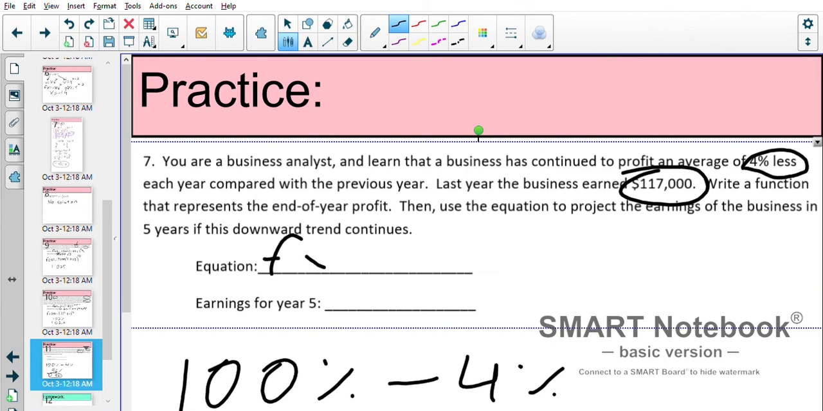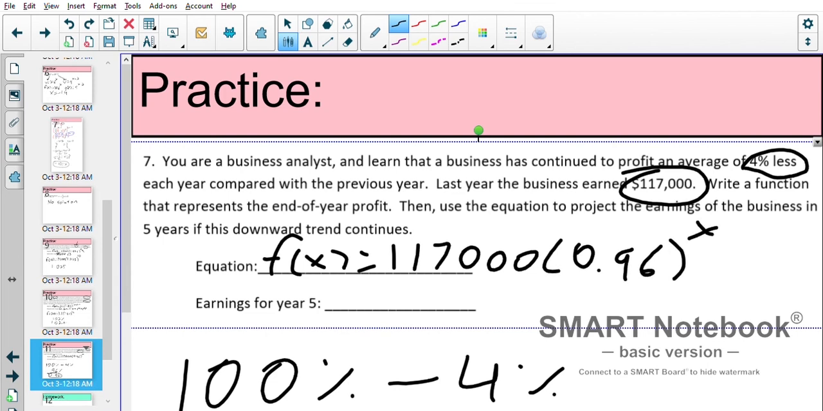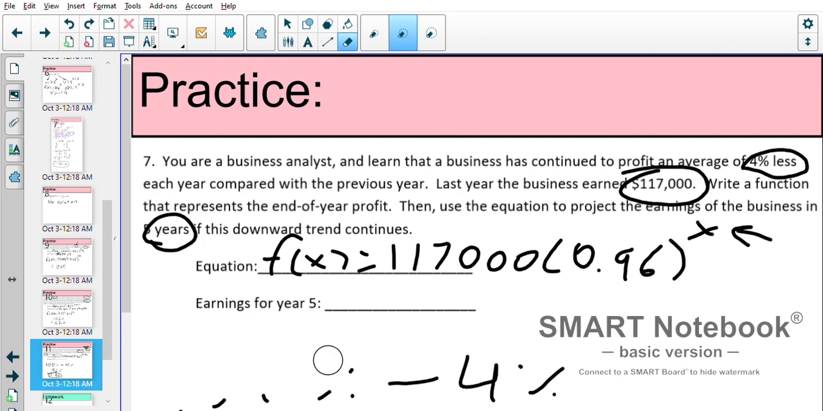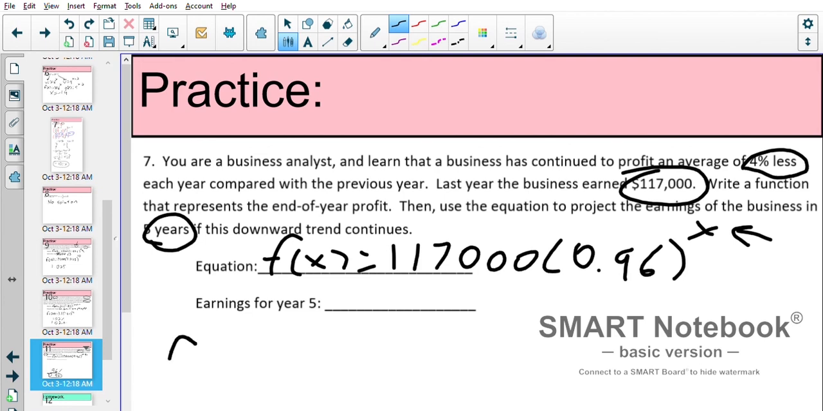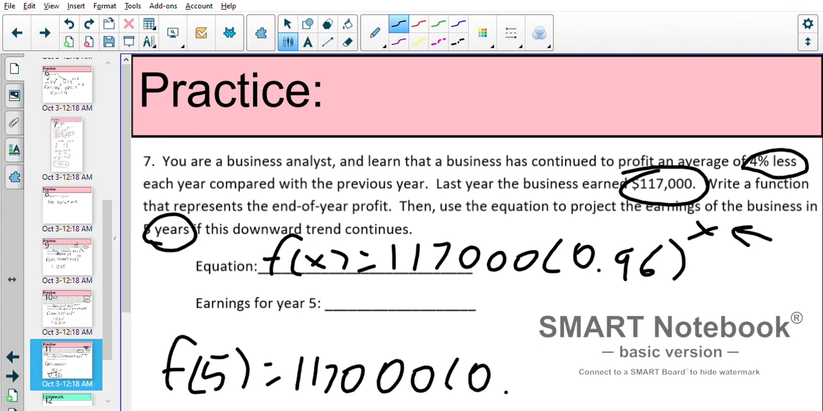So we get f of x equals 117,000 times 0.96 to the power of x. And we're going to predict the earnings in 5 years. So this x value is going to be 5. So let's plug that into our equation. We get f of 5 equals 117,000 times 0.96 to the 5th power.